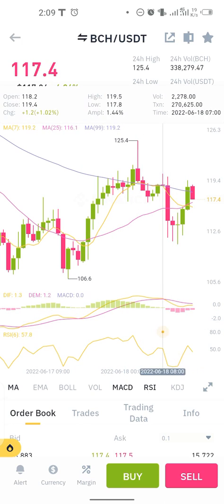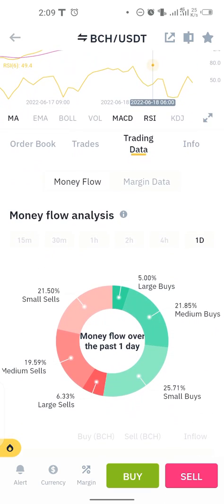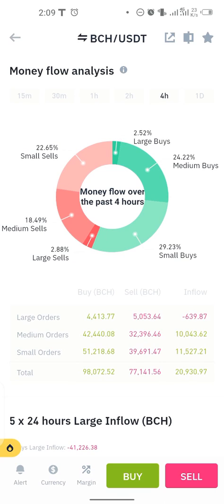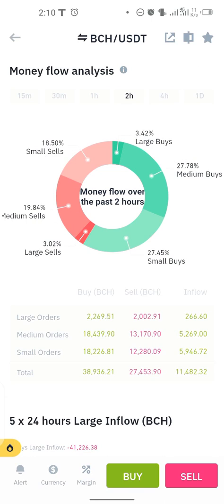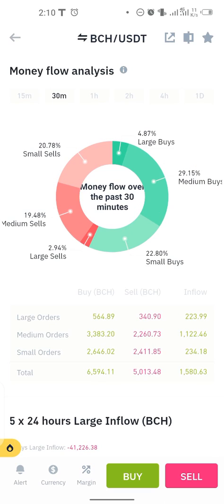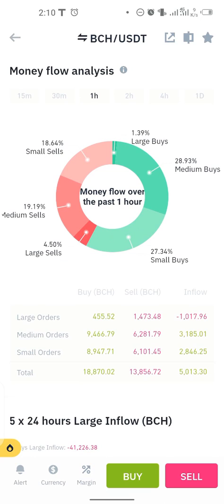All right. Okay, now let us look at the trading data. It's one of the main confirmations. One day, they take some money in 24 hours. 4 hours, they take some money. 2 hours, they take some money. 1 hour, 30 minutes, 15 minutes. Now, if someone trades this coin, me, I basically want to look at 1 hour. That's where my confidence comes from.